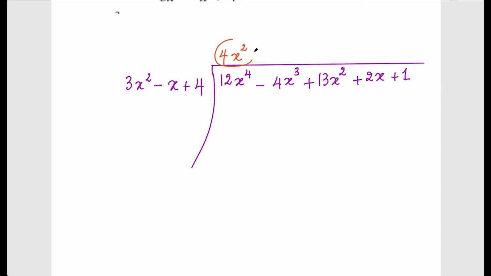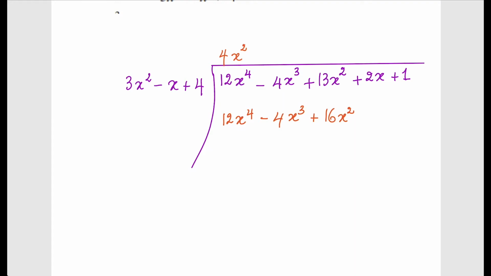And now this guy is going to, as usual, be multiplied by everybody here, right? By everybody. So if it multiplies itself with 4x squared, we get 12x^4, which is anticipated because I need the same guy. Now this guy talking to negative x is going to be negative 4x cubed, right? Negative 4x cubed. It's unfolding nicely here. 4x squared times 4 is 16x squared, right? So plus 16x squared.